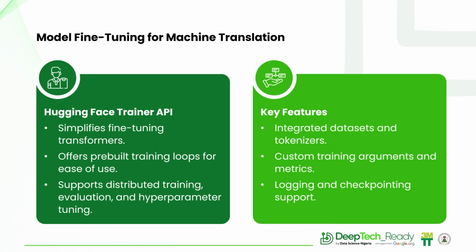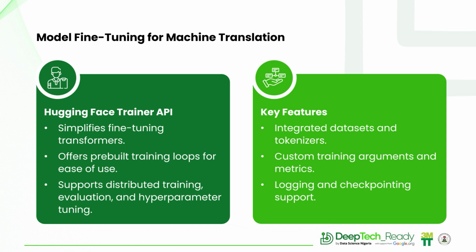Some key features of the Trainer API include integrated datasets and tokenizers, which streamline data preparation, customizable training arguments and metrics, so we can tailor the training process to our specific needs, and also robust logging and checkpointing support. This helps track performance and save the model states for recovery or future use. Together, these features make Hugging Face Trainer a go-to choice for fine-tuning transformer models efficiently.